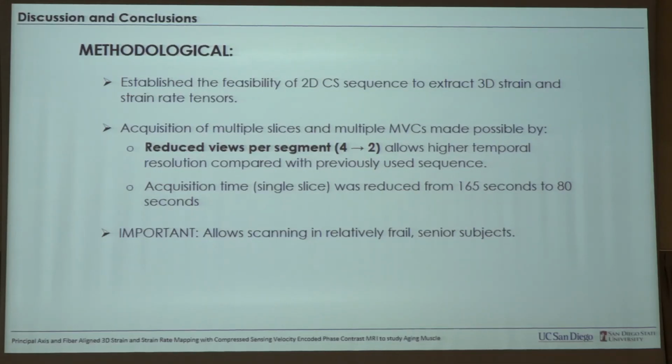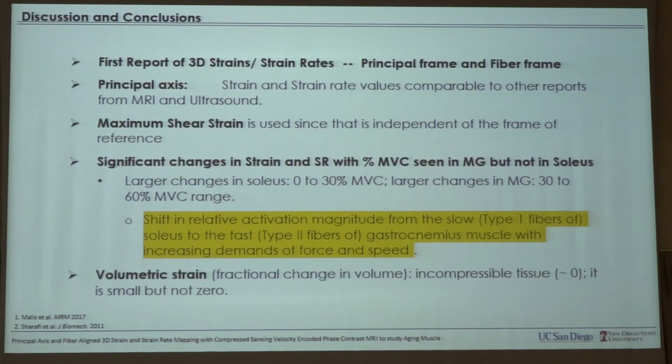We were also able to see through plane information. So this is the first report of 3D strain and strain imaging in the principal fiber frame. The maximum shear strain is used since that is independent of the frame of reference. One quick thing, and this is pretty obvious, is that we see the maximum changes in the soleus occur in the low MVC domain, whereas the maximum changes in the gastrocnemius occur in the higher MVC system.